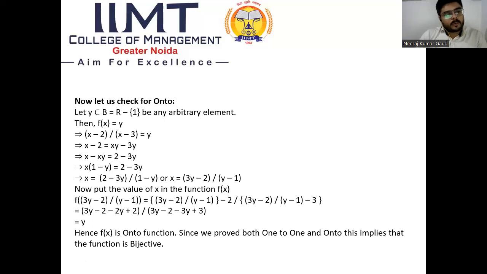Now we put the value of x in the function, and after solving this, we get y. Hence f(x) is onto. Hence we have proved both 1-1 and onto. This implies the given function is bijective.